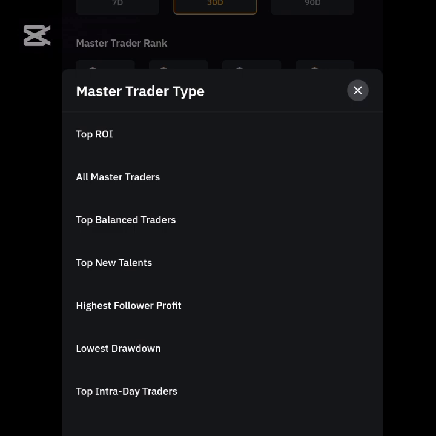If you are looking at trying out new stuff, then you select the top new talents. Highest follower profit are those that make more profit for their followers, then you select that one. Lowest drawdown, if you don't want to lose at all, you want to be sure that these people won't have a drawdown lower than 20% at any given time, then you select those people. And that's how you select the one that suits you. You can go back and check the explanations as well. Then you select these people and you go ahead and pick one.